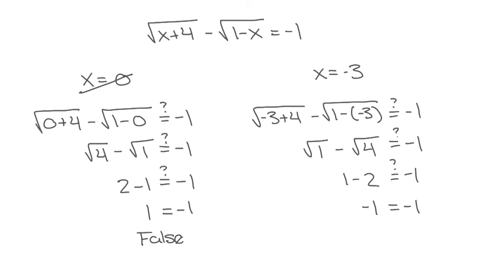So we have -1 equals -1, which is true. And thus, the solution x equals -3 does check. It satisfies the original equation. And so the solution set to the original equation is the set containing -3.